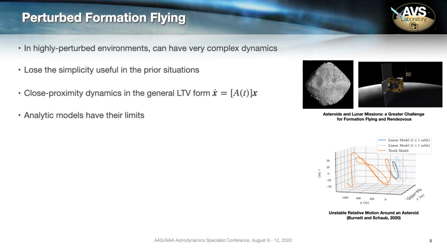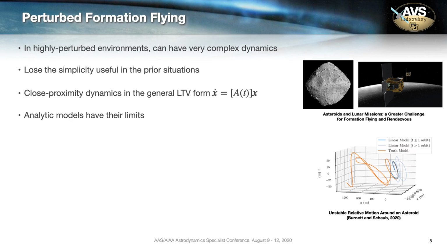This figure on the right is from a past work modeling the effects of low degree and order gravity coefficients and cannonball solar radiation pressure. The true motion is given in orange, and a model derived as a first-order perturbative correction to Quasi-Wiltshire only captures the unstable relative motion accurately for about one orbit without model updates or reinitialization. Generally, at some point, things can get complex enough that it's better or necessary to use numerical tools to approach this problem instead of analytic models.